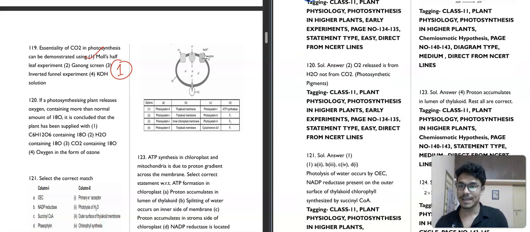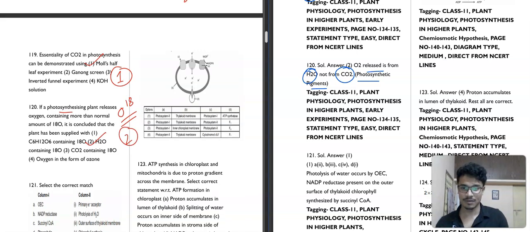It is saying, if a photosynthesizing plant releases oxygen containing more than the normal amount of 18O, it is concluded that the plant has been supplied with either C6H12O6 containing 18O, H2O containing 18O, or CO2 containing 18O. So the O2 released is from H2O, not from CO2. That is the proof through the isotope experiment. So our correct answer will be the second option, H2O containing 18O.